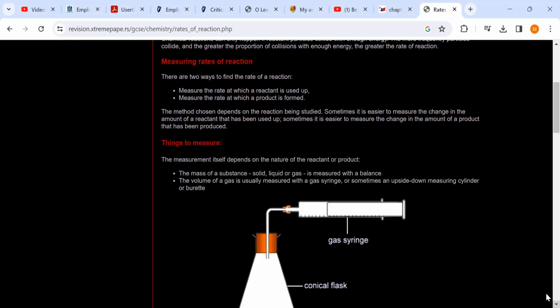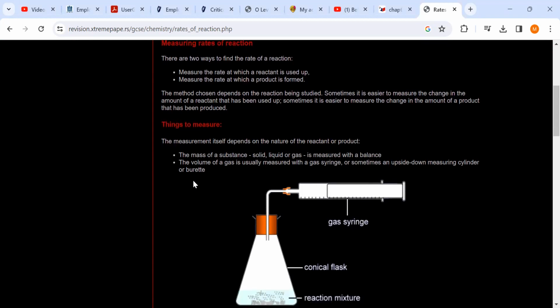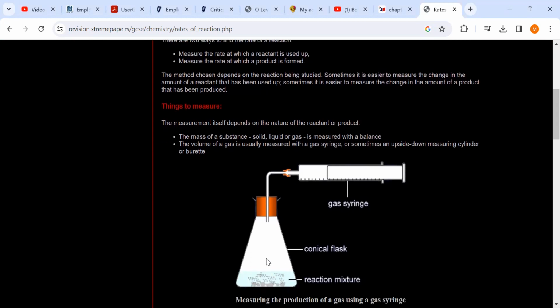So after we know the factors which determine the rate of the reaction, how do we measure how fast the reaction is proceeding? For example, this is a reaction going on in a conical flask. You can see these bubbles which are being emitted. These bubbles will go into the gas syringe.